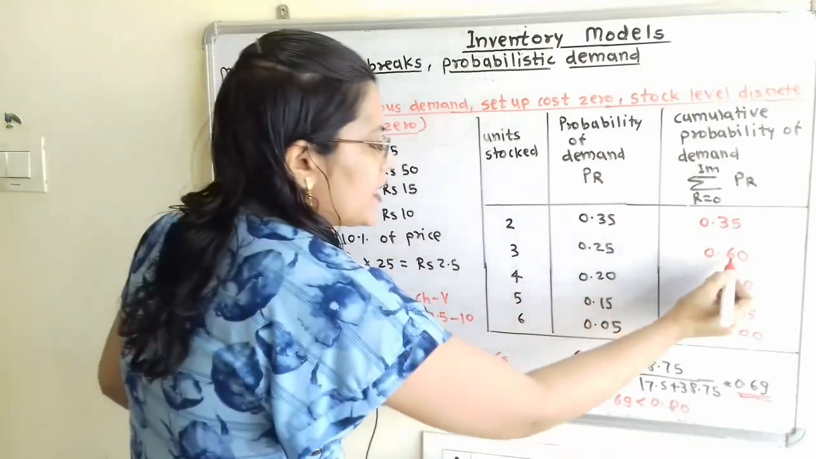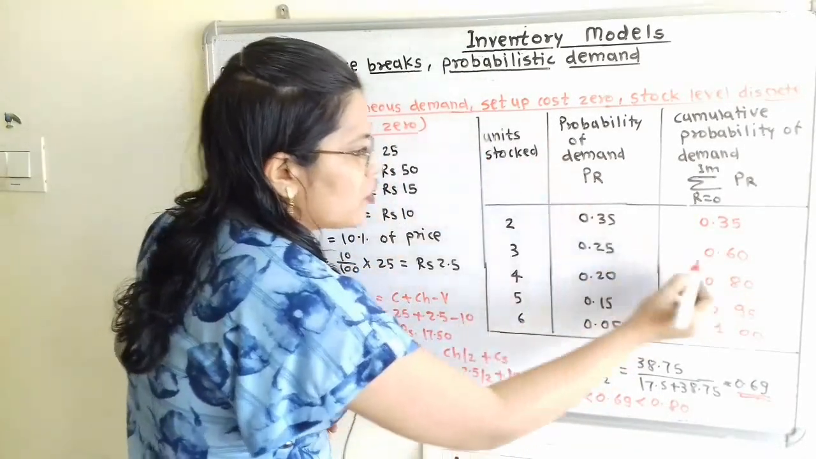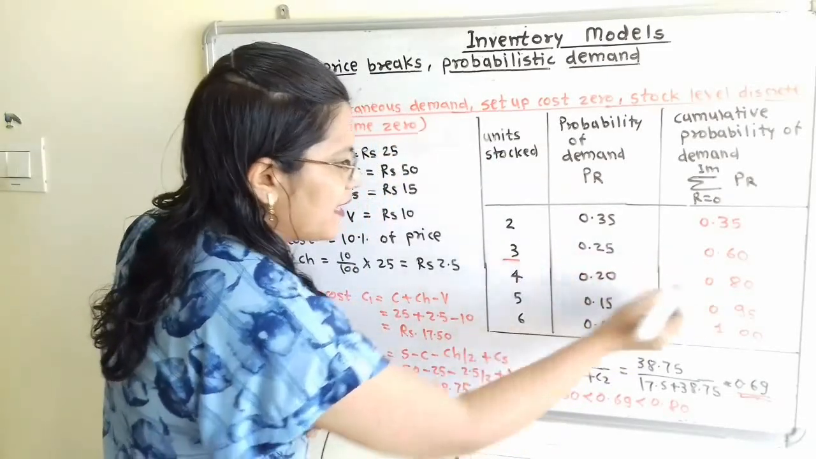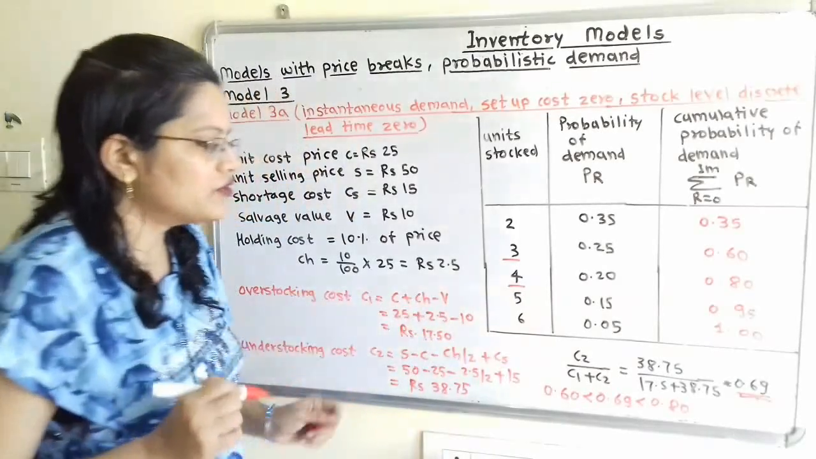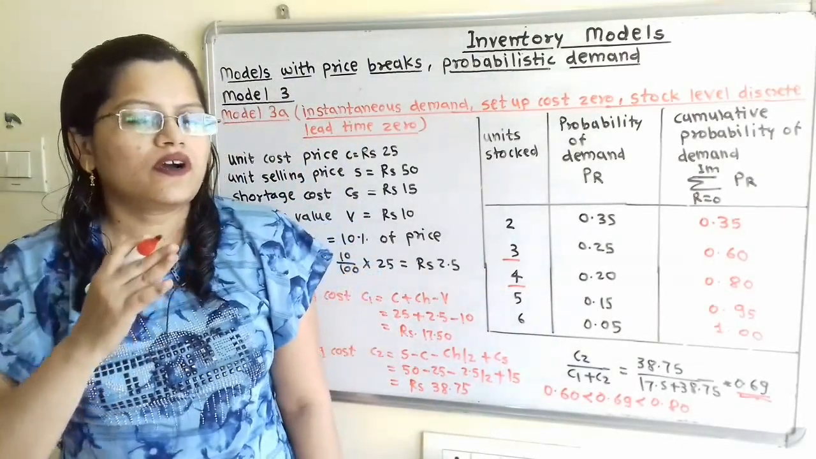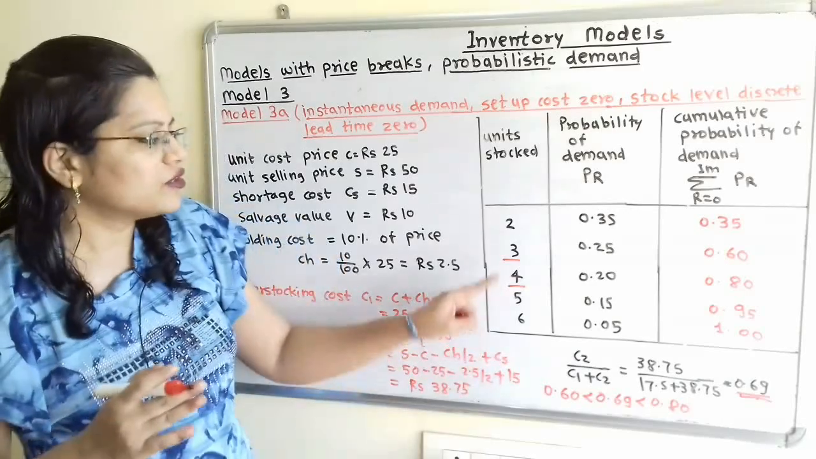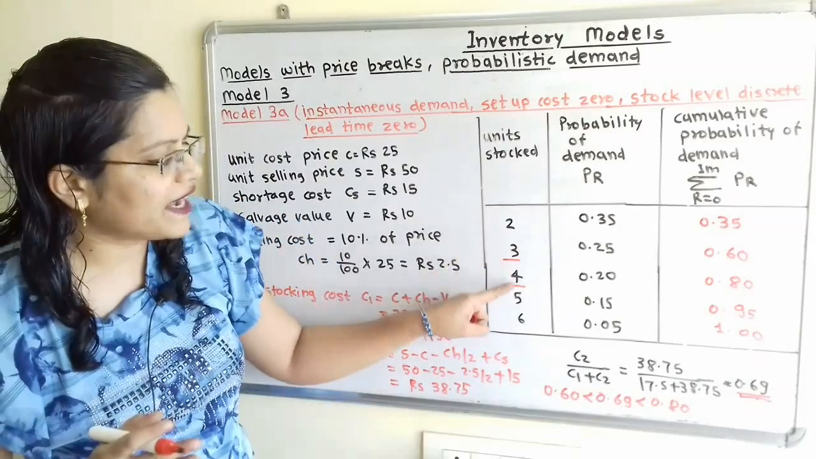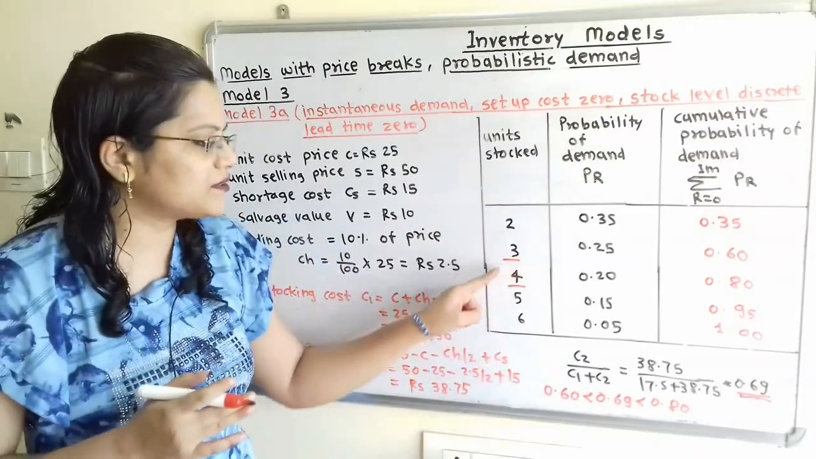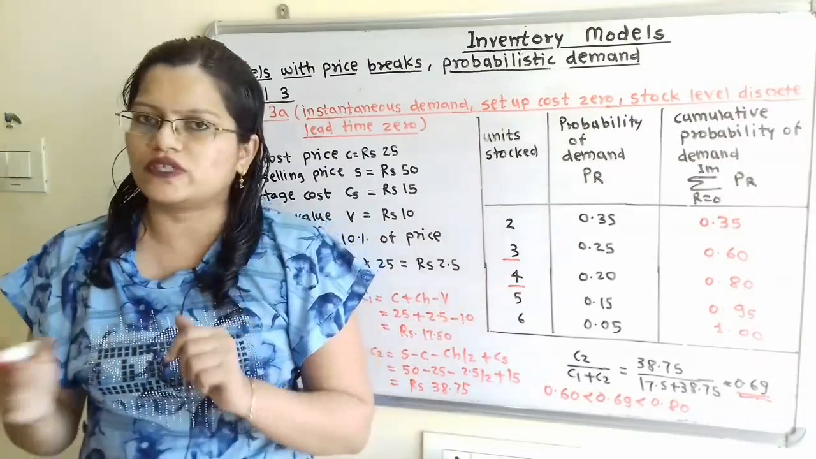So if we compare the unit stocked, here this number is 3 and here this number is 4. So we can say that the optimal number of units or optimal inventory level should be in between 3 and 4. So we have to take the maximum number, that is 4. So the answer is 4 units.